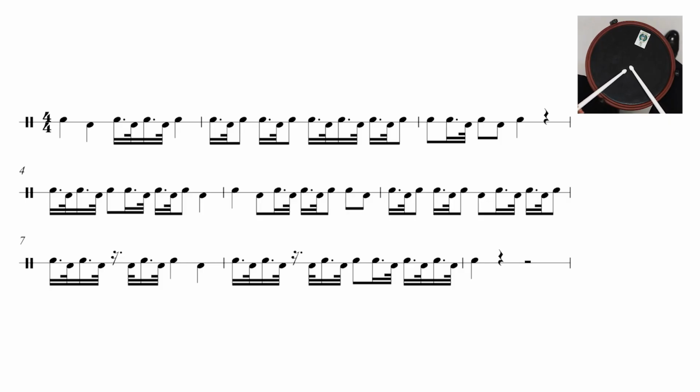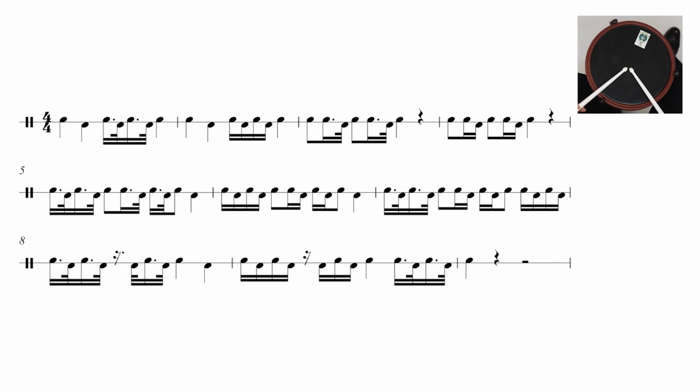For this next exercise, all the rhythms will be dotted throughout. Ready? A 1, 2, 3, 4. Well done. Now try this one, which is a mixture of dotted and straight semiquaver rhythms. Ready? A 1, 2, 3, 4.